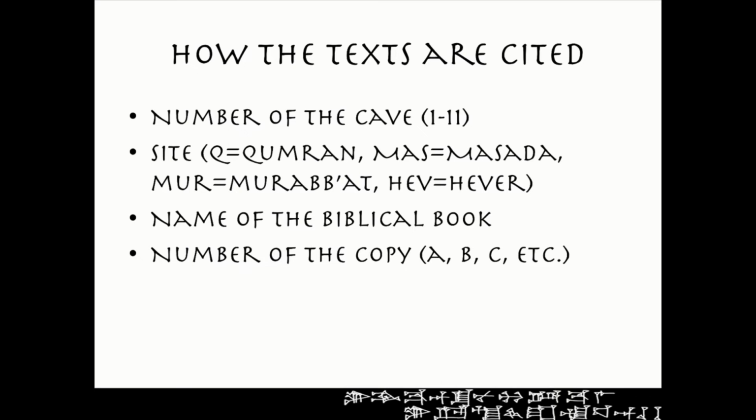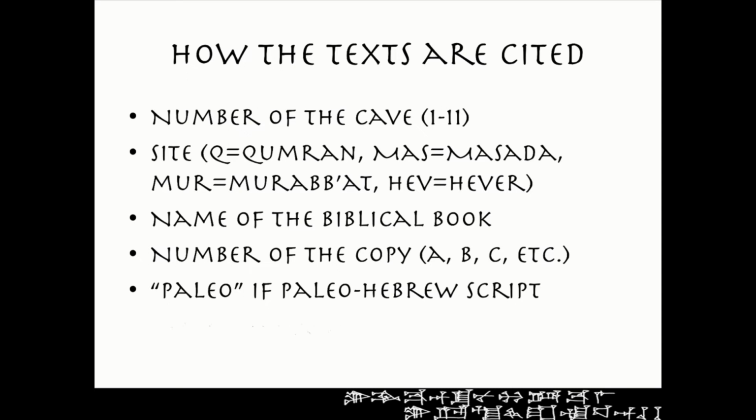So if they found the book of Isaiah in one scroll, they'd call that A, and then if they found another Isaiah, they'd call that B, and then if they found a third, they'd call it C, and so forth. Finally, if one of the scrolls is in that Paleo-Hebrew script, they will write Paleo in the name. So, for example, I probably should have put this first, but oh well.